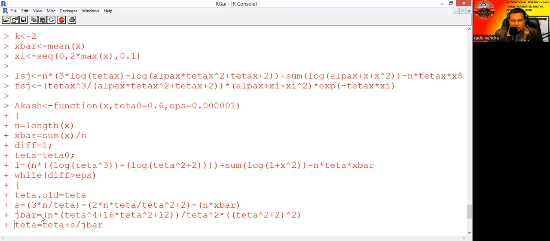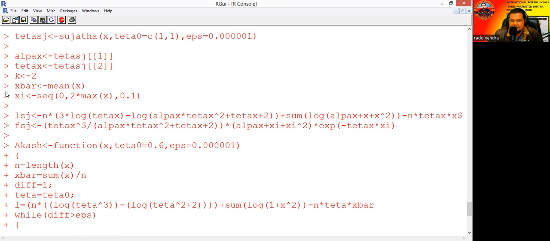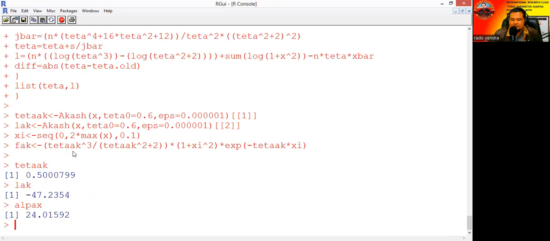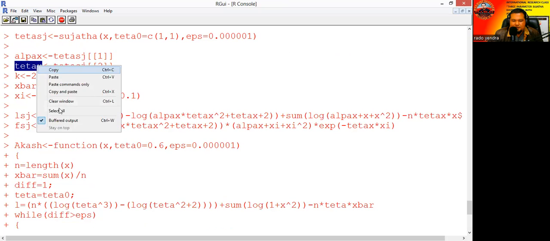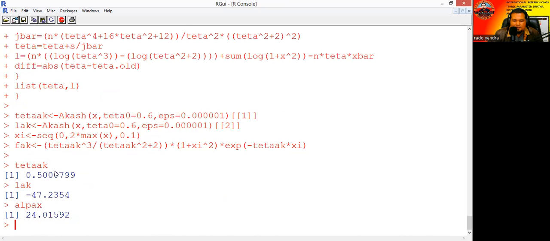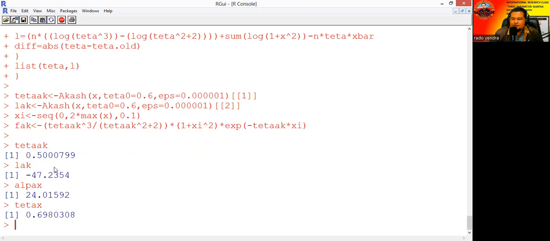And then if you want to know the parameters of the Sujatha 2 distribution, you can copy here, paste, and then enter. This is the alpha parameter in the two parameter Sujatha, and the second parameter theta x, you copy here and put here. Paste. So this is the nice, good programming we produced to support this international research class.